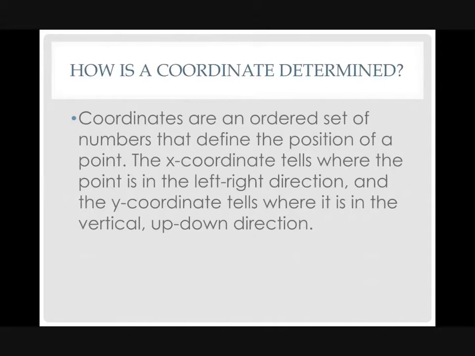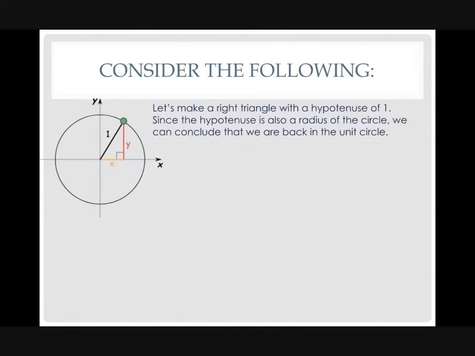Now let's talk about how a coordinate is determined. Coordinates are an ordered set of numbers that determine the position. The x-coordinate tells where the point is in the left and right direction, and the y-coordinate tells what it is in the up-down direction. So if you notice here, we have a right triangle that's been drawn.